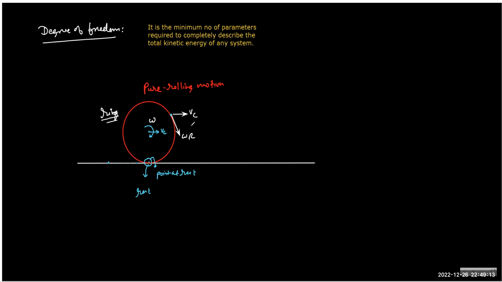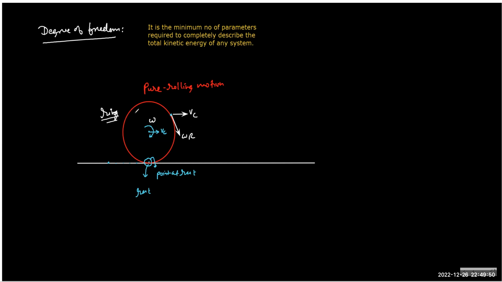And how many omega do we need to describe the angular motion? Only one. The omega, which is clockwise, right? So you need one translational variable, VC, to describe the center of mass. And you need one omega to describe everything around the center of mass. So in total, how many variables do you need? Two. So what is the degree of freedom of this 2-dimensional body? Two.